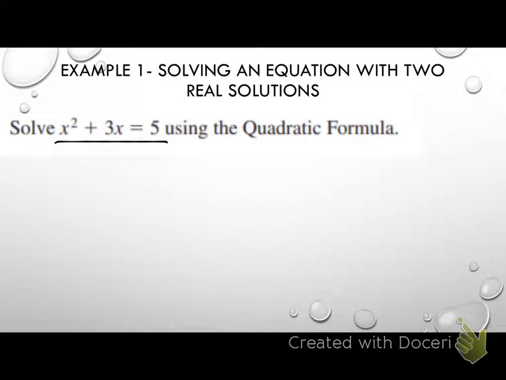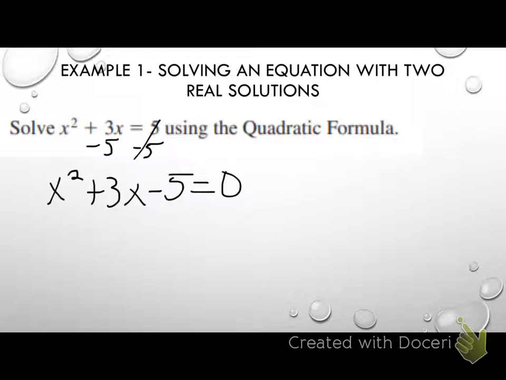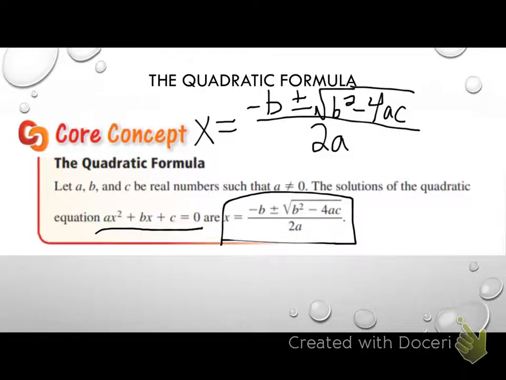Do I have everything on the left-hand side and then 0 on the right-hand side? No. So what do you think I need to do to get it in that form? Subtract 5 from both sides. Can 5 combine with anything on the left-hand side? No. So I just write x squared plus 3x minus 5 equals 0. Is this now in that form, ax squared plus bx plus c equals 0? Yes, it is.